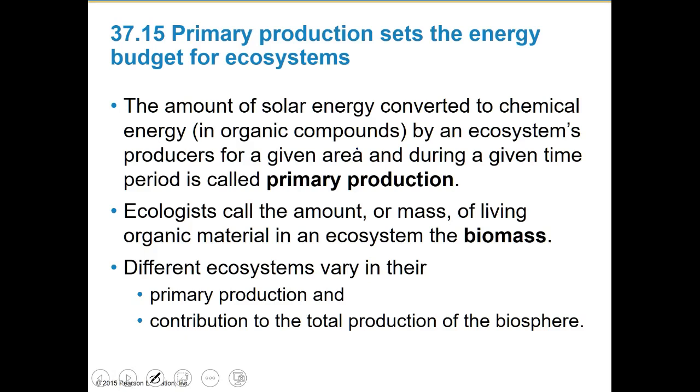The amount of solar energy converted to chemical energy in organic compounds, and remember, organic contains carbon, by an ecosystem's producer for a given area and during a given time is called primary production. So solar energy converted to chemical energy, and just for carbon compounds. Ecologists call this amount or mass of living organic material in an ecosystem biomass. It just means the mass of life. Not very creative.